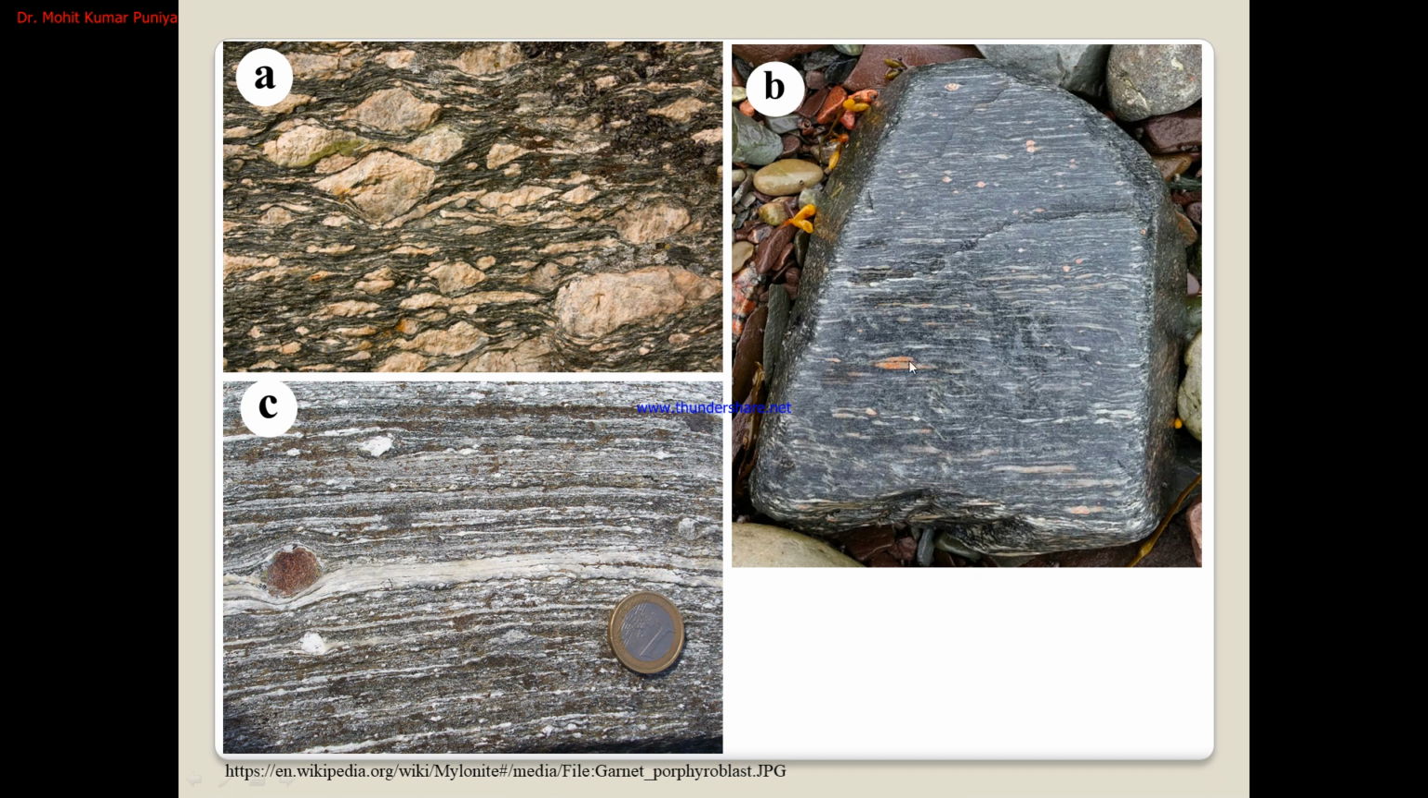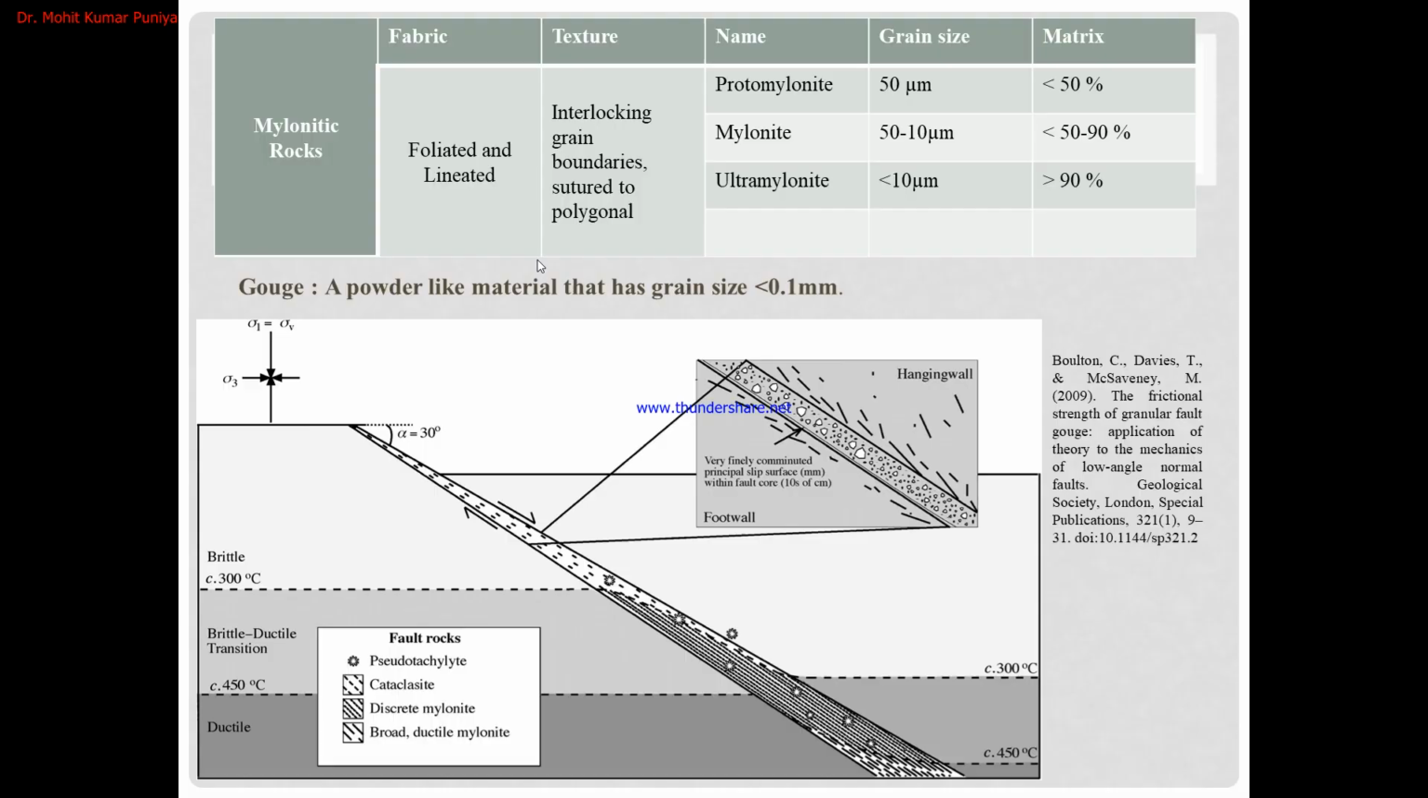Mylonite is the intermediate condition. When the grains are smaller and the glassy material is very high, that is known as ultramylonite. Ultramylonite forms at higher temperatures, more than 600 degrees centigrade. Mylonite varies from 350 to 600 degrees centigrade. Protomylonite is associated with crystal deformation, or the product of rocks formed below 300 degrees centigrade.